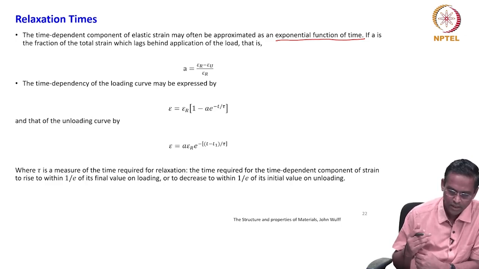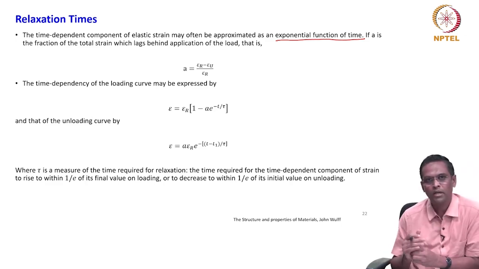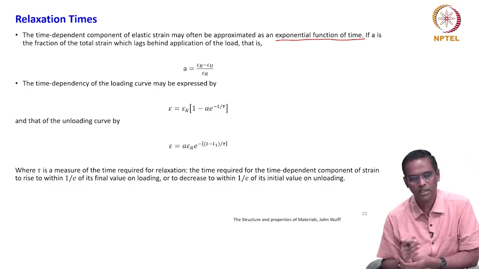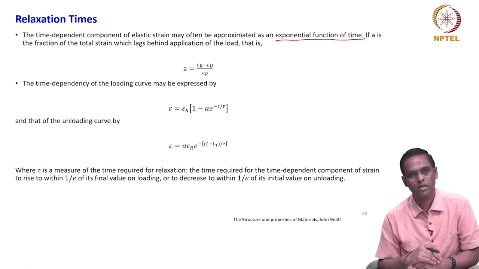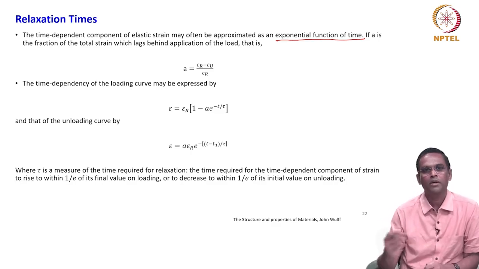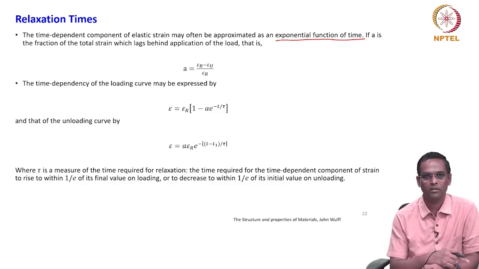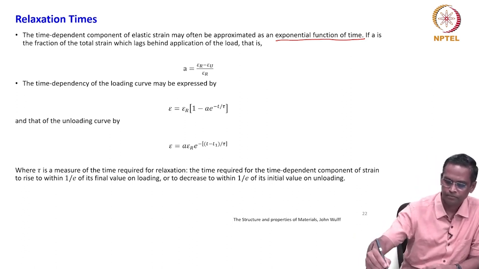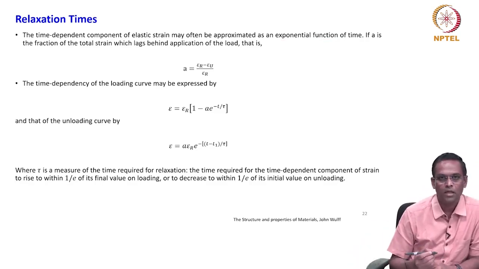Now, suppose we are talking about a cyclic loading, right, relaxation time. That means any physical event which is going to complete, loading and unloading, it has to attain the equilibrium strain or isothermal strain, and it has to come back to the strain free region. So, that cycle it has to complete. So, the relaxation time is the time dependent component of elastic strain is related to relaxation time.